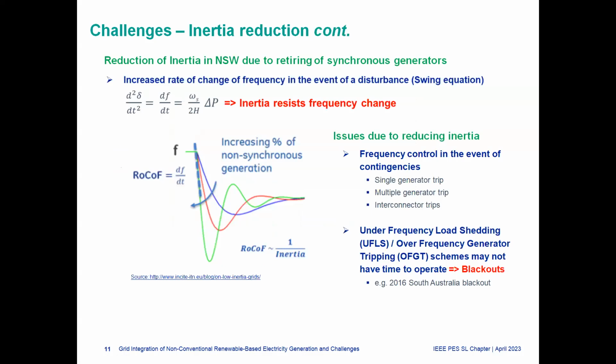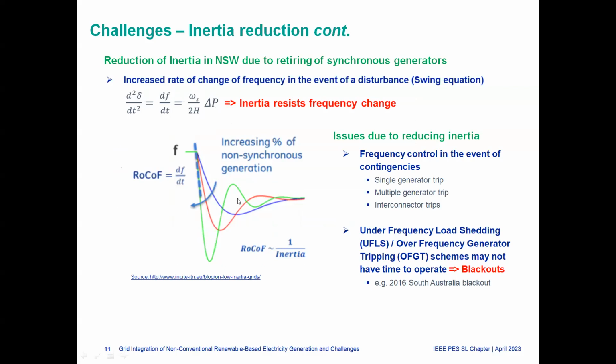So, and what are the issues? I think you are very familiar with this swing equation, where we know that the rate of change of frequency, or df/dt, is dependent on the inertia. The higher the inertia, the lower the rate of change of frequency when there is a disturbance. That is, inertia resists the frequency change.